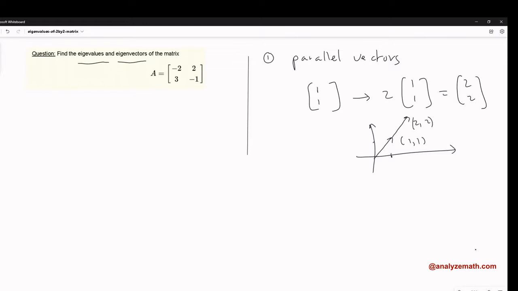So if you take any vector and multiply it by a scalar, you obtain a vector that is parallel to the original one. If the scalar is positive, the two vectors will be in the same direction. If the scalar is negative, the two vectors will be in opposite directions.